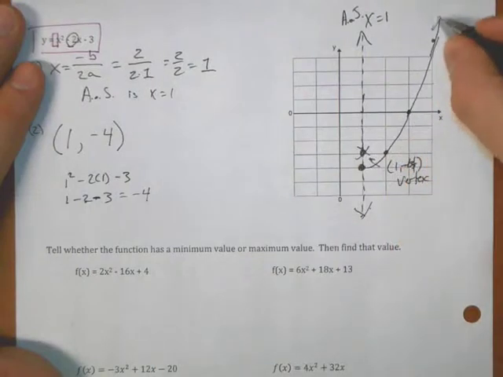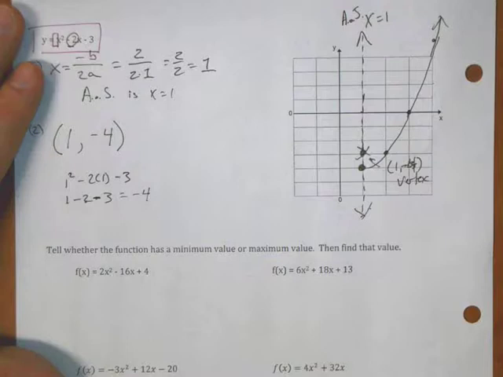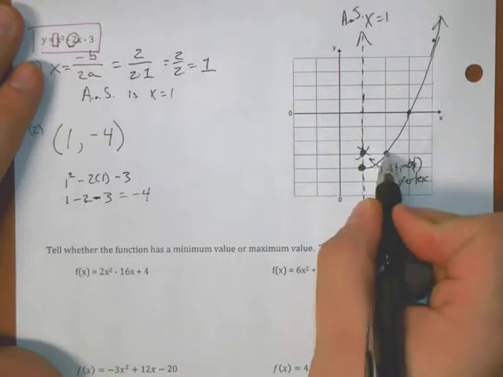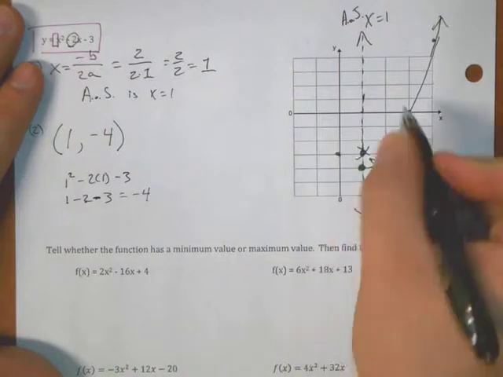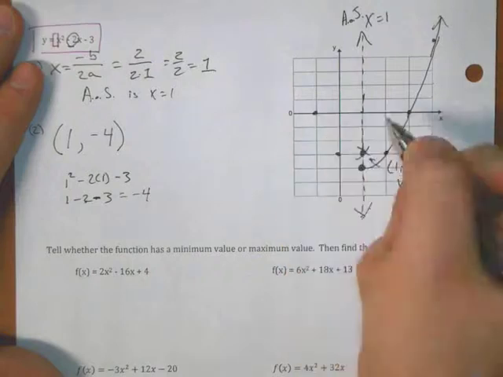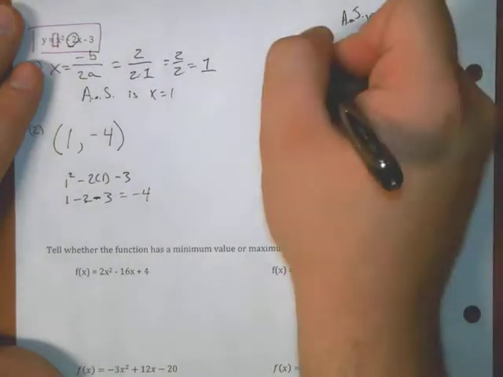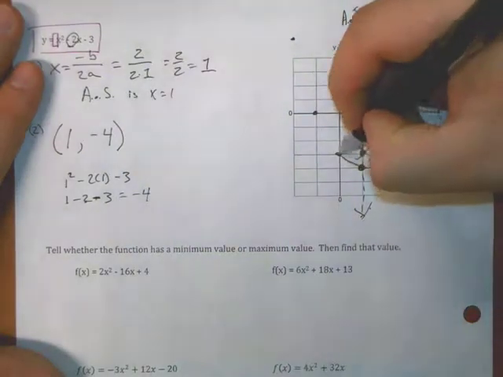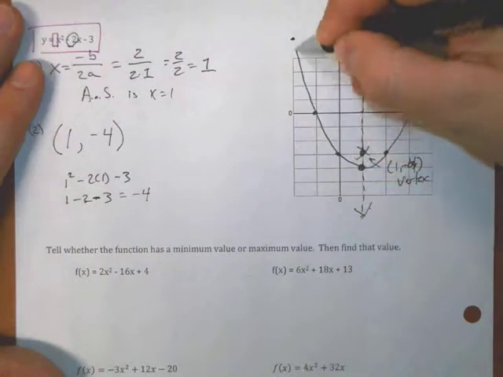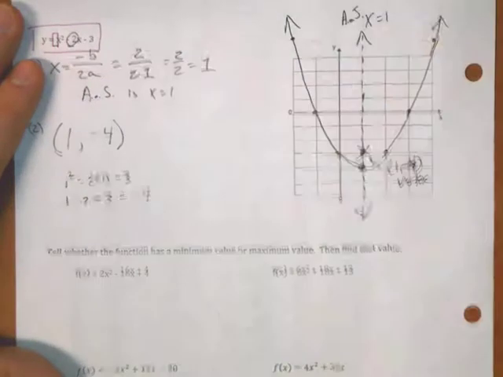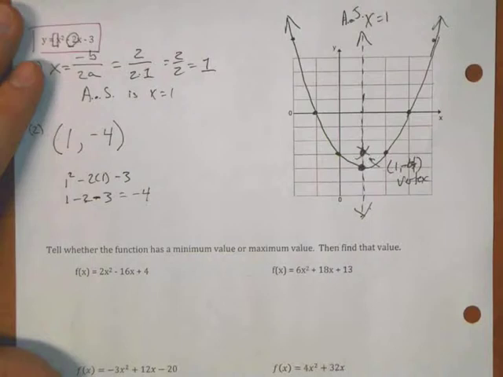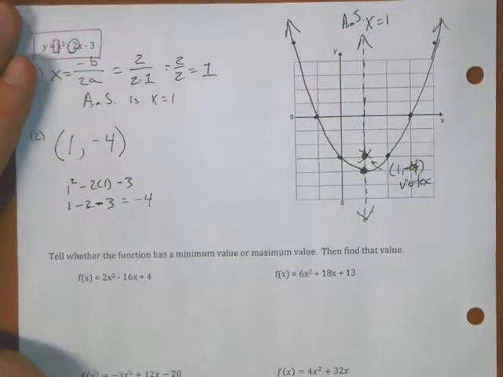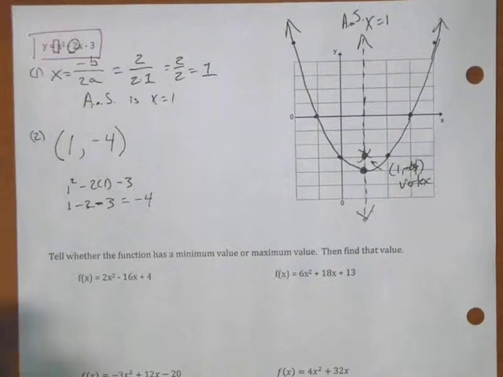Okay, so I have half my parabola. How do I get the other half? Reflecting. Yeah, it's symmetric. So I take every point I had here, and I mirror it across. Mirror it across. And voila. Okay.